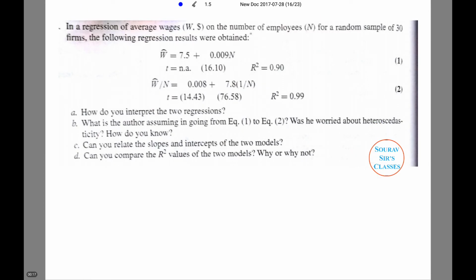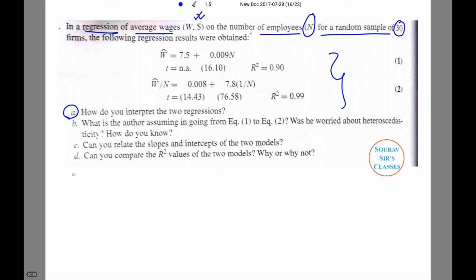So, today we will be doing an exercise that is related to heteroscedasticity. So, let's get started. Now let us read the question. In a regression of average wages, W, dollars on the number of employees N for a random sample of 30 firms, you have obtained the regression result. Now, the first question is interpretation of the two regressions.